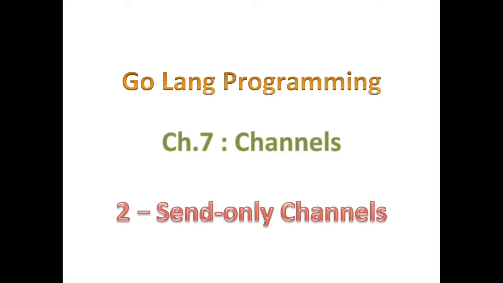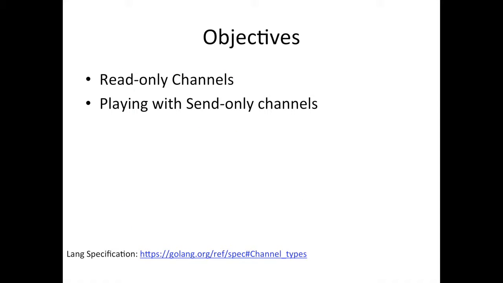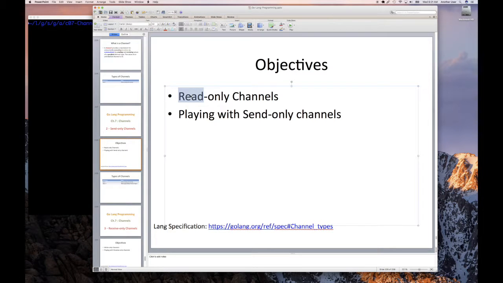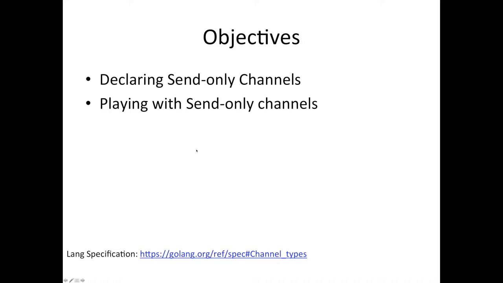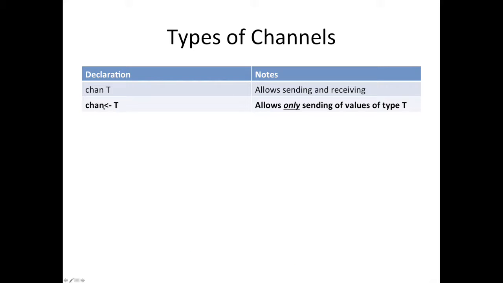Today we want to talk about when you might want to create a channel that allows sending only, and of course we're going to be playing with declaring send-only channels. The important thing is, what does the declaration look like? It's slightly different than before when you had a send and receive channel, in that you're saying, I want to declare a channel on which you can only send values of type T.